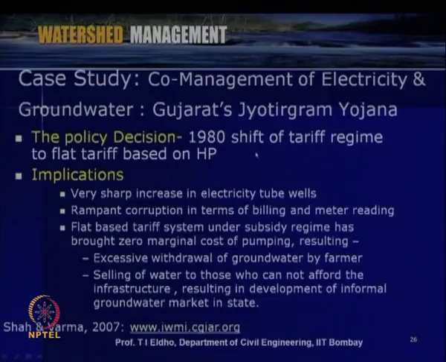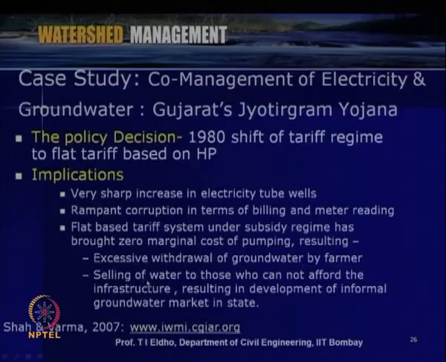There was a shift of tariff regime to a flat tariff based on horsepower, not on how much energy is used. So, for various uses, especially for irrigation, people pump water from the groundwater using bore wells. So, a simple flat tariff was implemented. Some of the implications were a very sharp increase in electricity use while pumping water from tube wells, rampant corruption in terms of billing and meter reading, then a flat tariff system under a subsidy regime, and then excessive withdrawals of groundwater, so the groundwater level went down drastically.